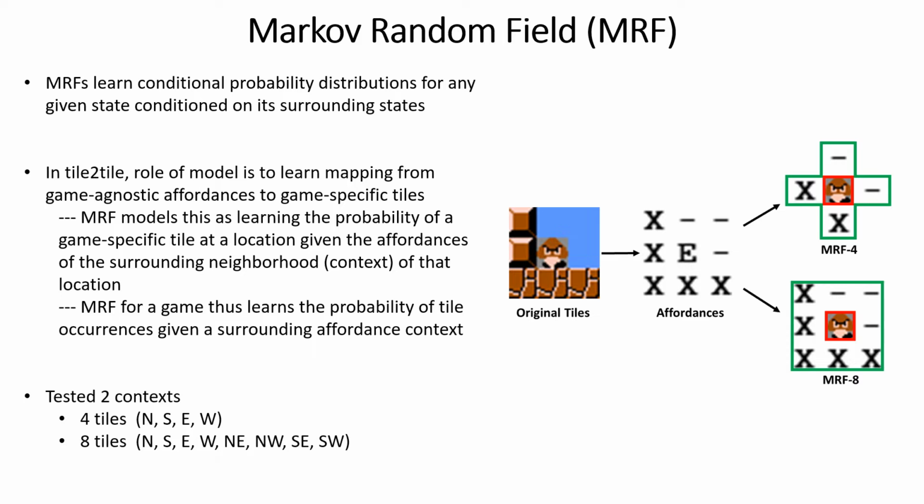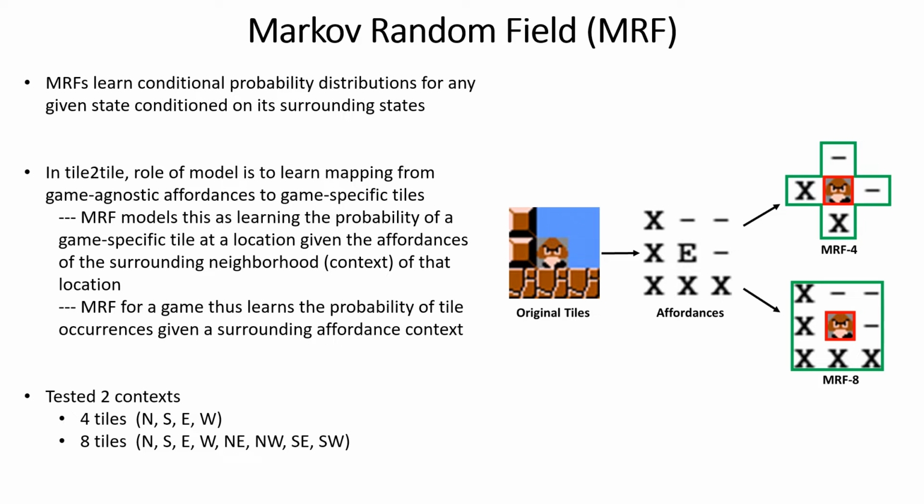So first we have the Markov random field, or MRF, and these learn conditional probability distributions for a particular state given its surrounding states. And here we can use MRF since for the task of style transfer, we already have a source level to begin with, and thus have a set of surrounding tiles for each position, unlike when generating levels from scratch where typically we would only have the preceding tiles. And so using an MRF allows us to consider a given tile's dependencies in all directions.